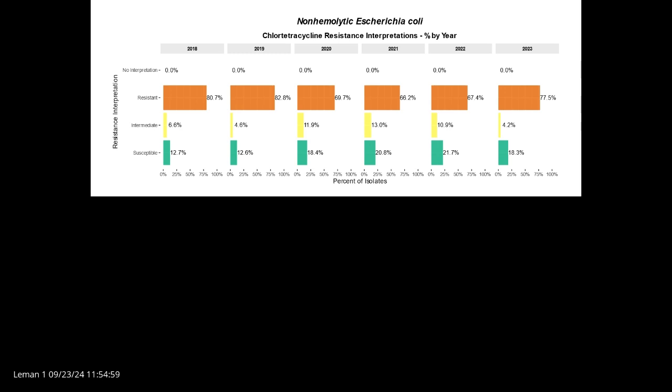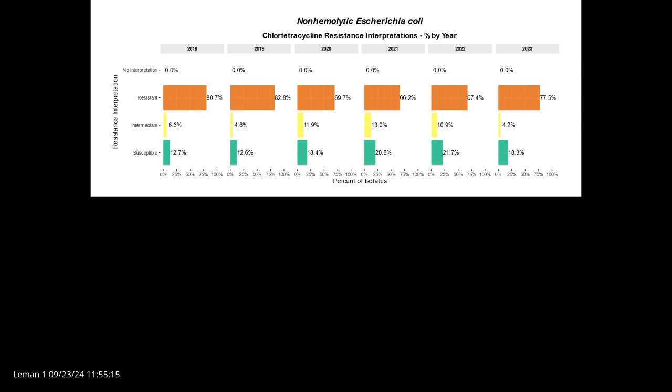you interpret that. So chlortetracycline is labeled for E. coli, and it specifically says E. coli that are susceptible to chlortetracycline. So I'm providing this data here to give you an idea of how susceptible is E. coli to chlortetracycline at this point.